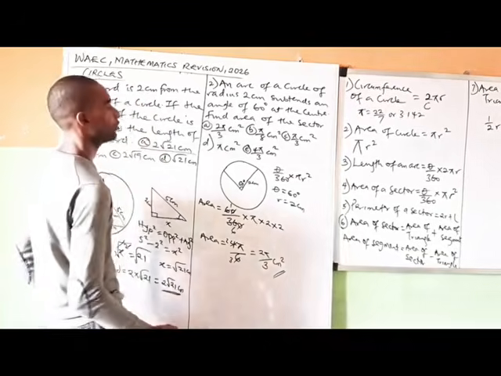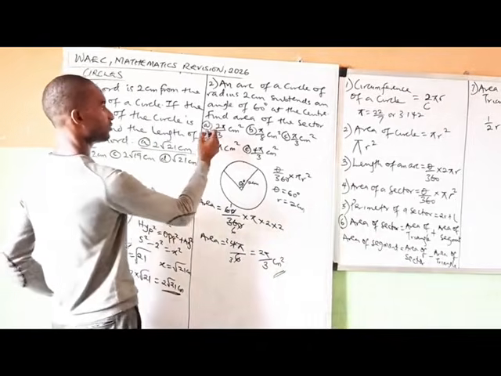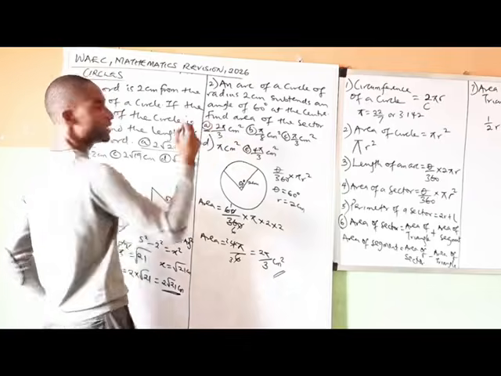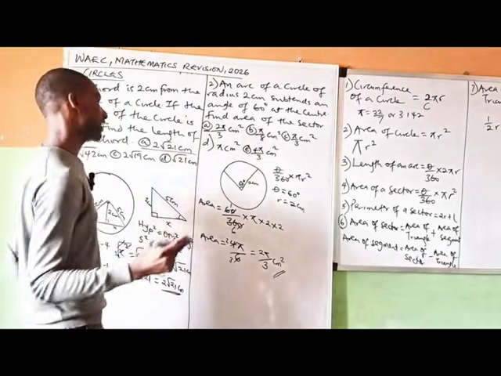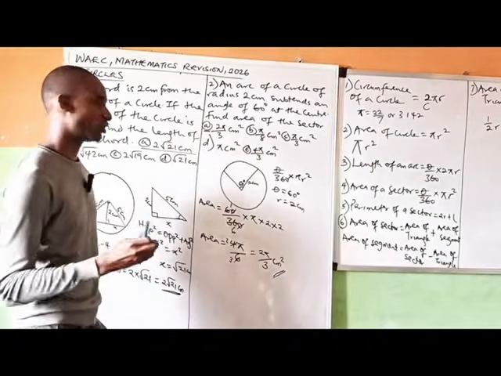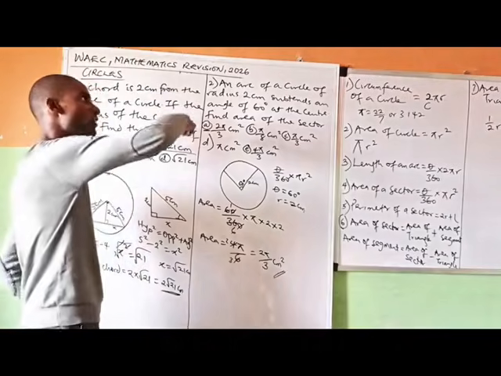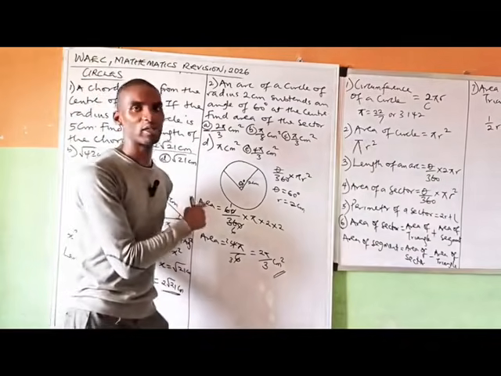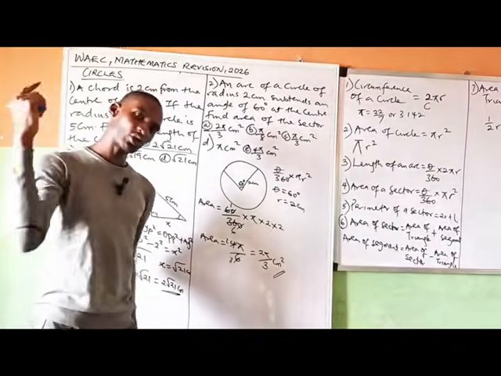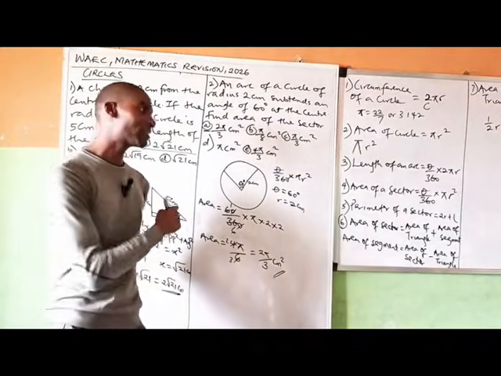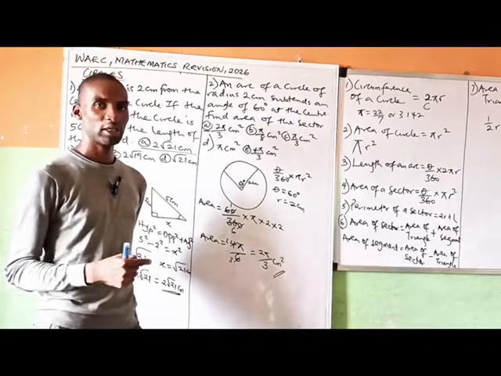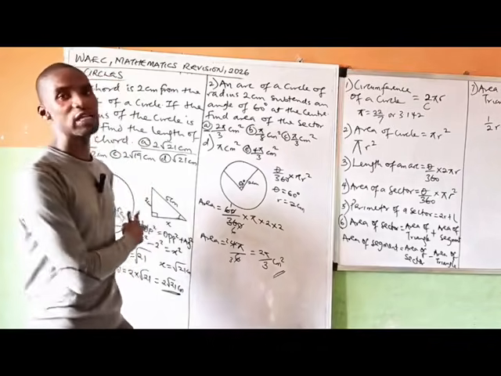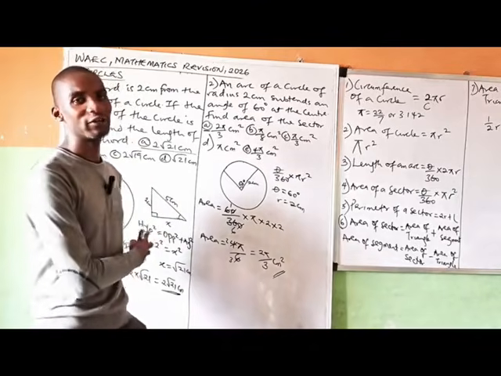Do we have that in the options? 2 pi over 3 centimeters squared. Option A. That is the correct answer. Can you see these things are not difficult? I'm going to take a final question and then I'll drop the question on the board. I want you to go to the comment section after calculating it and drop your answer to the question, to be sure that you have really understood what I gave on the board.